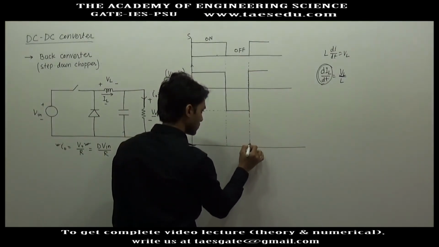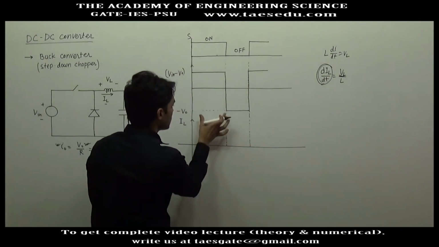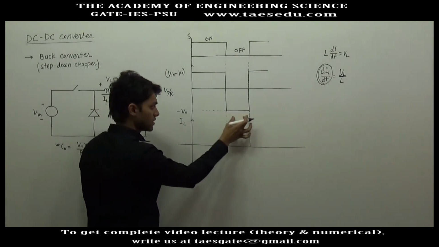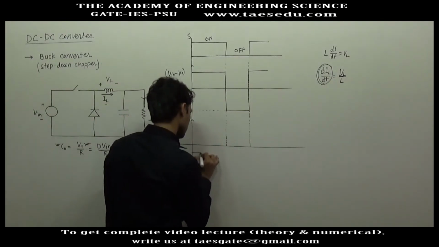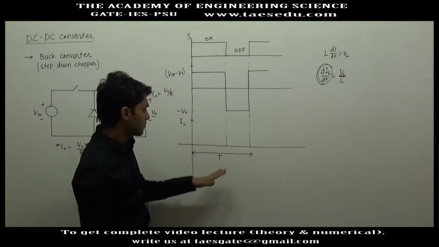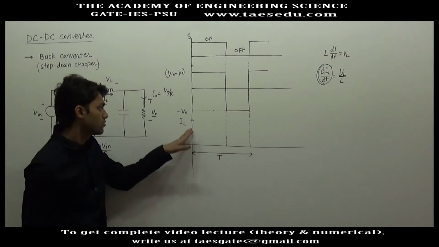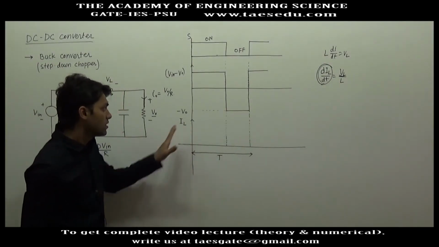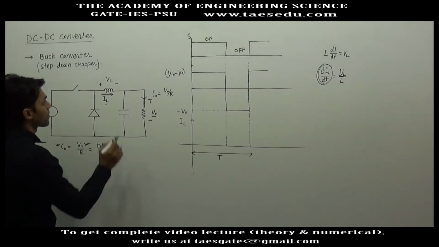So one thing is ensured, that in this duration inductor current will increase, and in this duration inductor current will decrease. And since this is one complete cycle, at the end of the cycle the magnitude of inductor current will be equal to the magnitude of inductor current at the beginning. Okay, so to draw the exact graph, let us first find out the average value of inductor current.